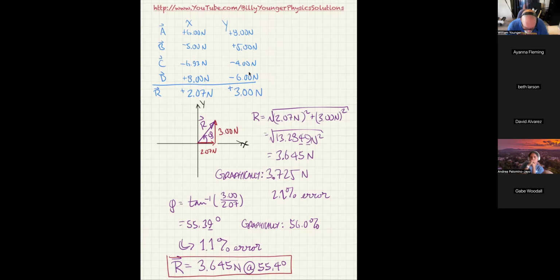Now I put them in a table form and I add the x components up to get a new x component that gave me positive 2.07 newtons. And now I add the y components up and that gave me a positive 3.00 newtons for the y component. Now I have the components, and had I taught you about the unit vectors, then I would have an answer right now. And that's the key part. The whole reason I went back to review this is to show you this key part.